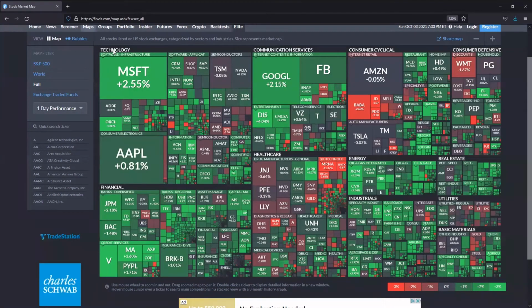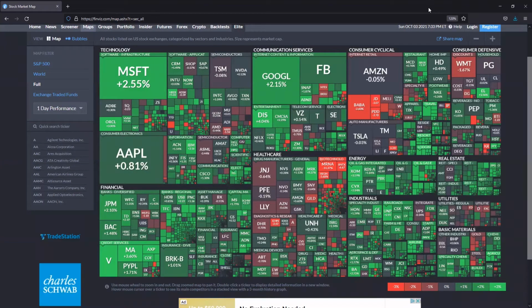These are all the major sectors here: technology, financial, consumer services, healthcare, consumer cyclical, consumer defensive, energy, real estate, industrials, utilities, basic materials. So take a look at this heat map every day and make sure that you guys are looking at this. Because if you want to day trade or make any swing trades, you want to go with the flow of the market. Go with the trend of the market.